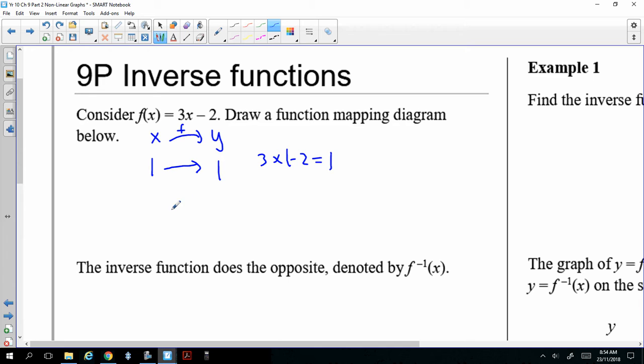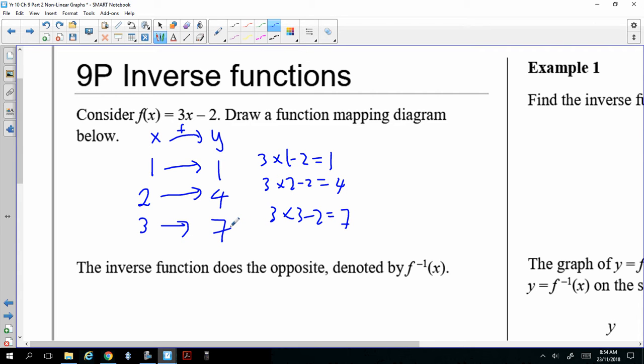I think we've seen that example before. And if you substitute 2, 3 times 2 minus 2, that will be 4. Yes, correct. 3 times 3 minus 2, what would that be? 9 minus 2 is 7. I think that's right. Okay, good. So we've got the function mapping diagram.